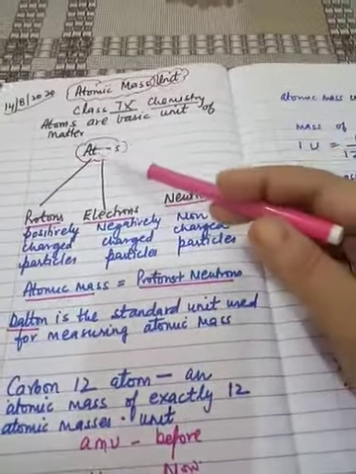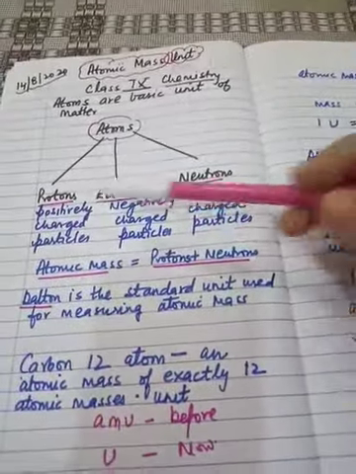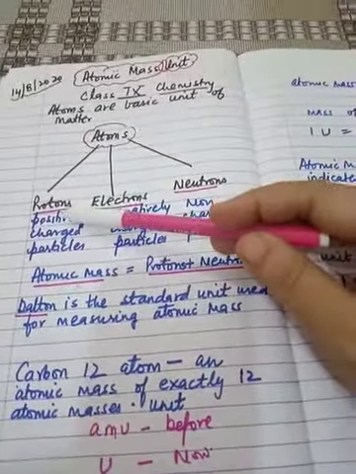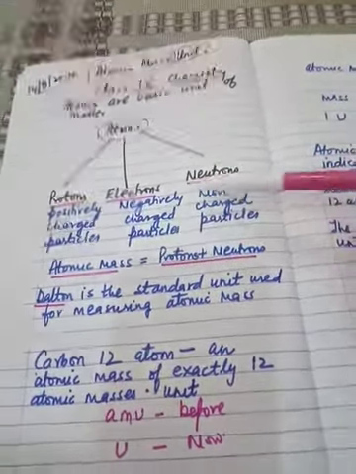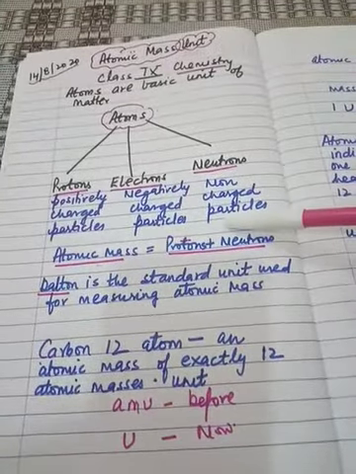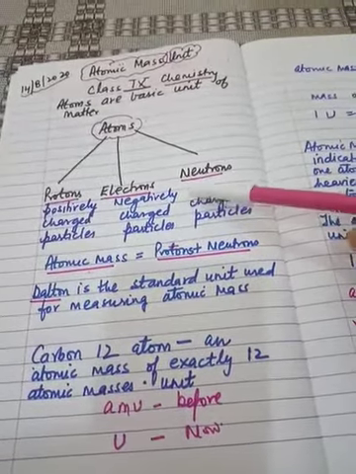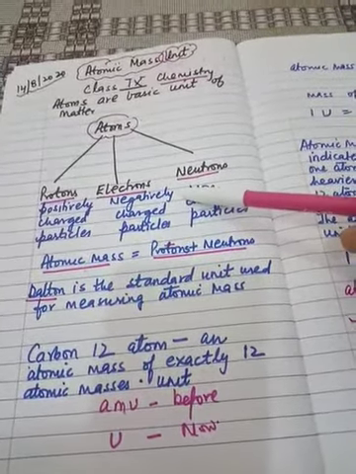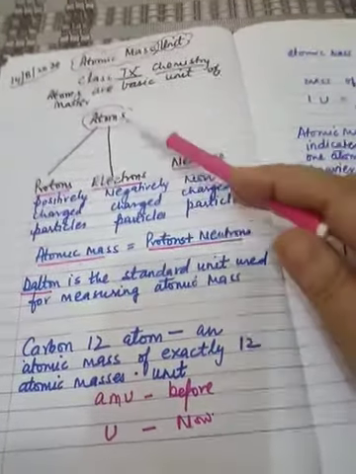Atoms have three basic components. First one is proton. They are positively charged particles. Electrons are negatively charged particles. Neutrons are non-charged particles. Protons and neutrons are the larger particles and are found in the nucleus, which is the core of the atom.